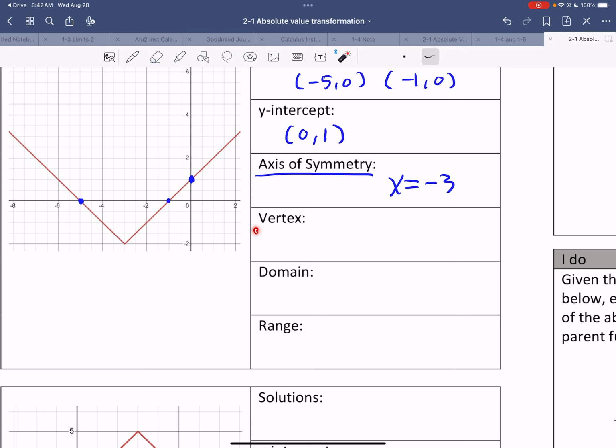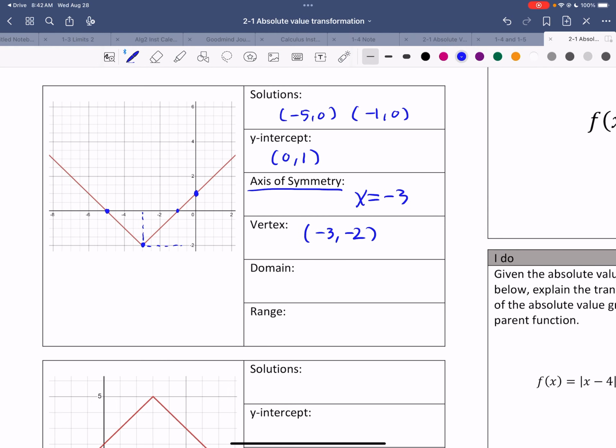Now what's vertex? Vertex is this point here. So vertex is always the highest or lowest point, and that's the point. So we have to write the coordinate, which is going to be negative 3, negative 2.